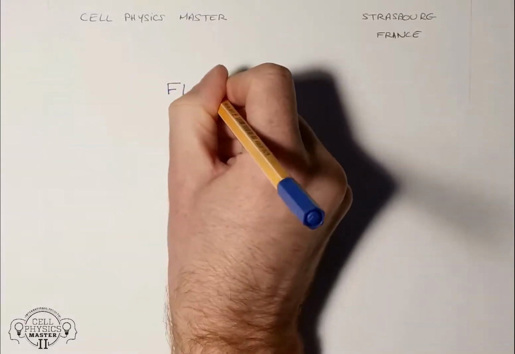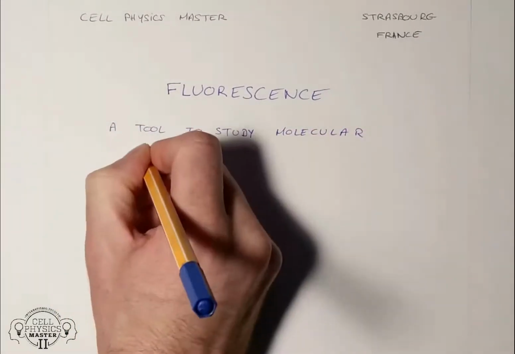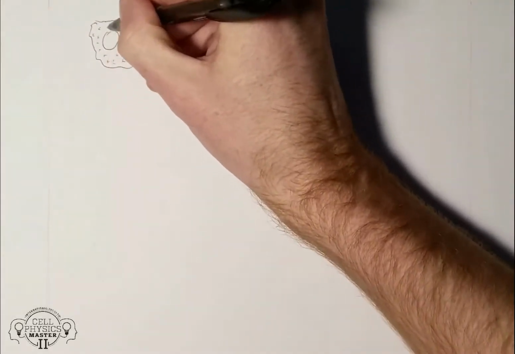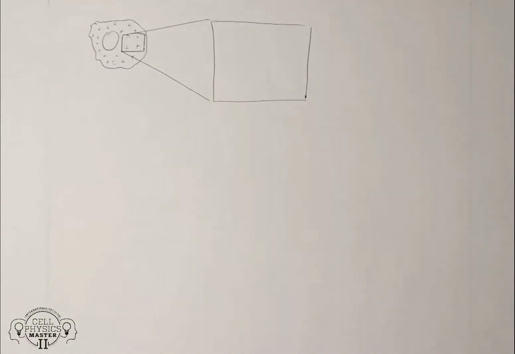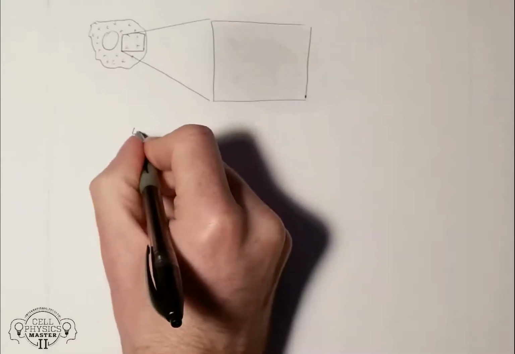In this video, I'll talk about fluorescence and explain how it's used as a tool by biologists to study the internal of cells. Cells are composed of many different molecules, and distinguishing them, even with a microscope, is hard, yet it is required to understand how living systems work.